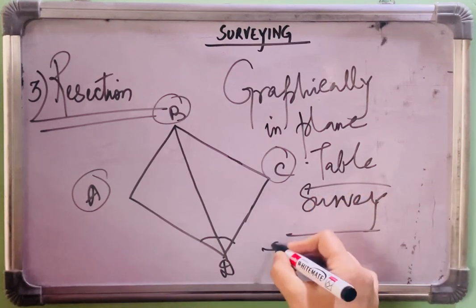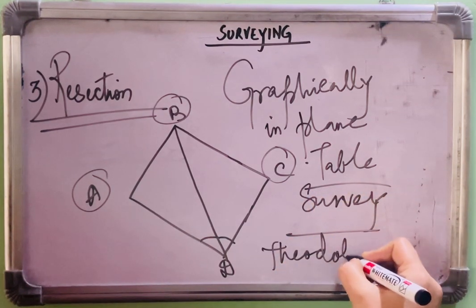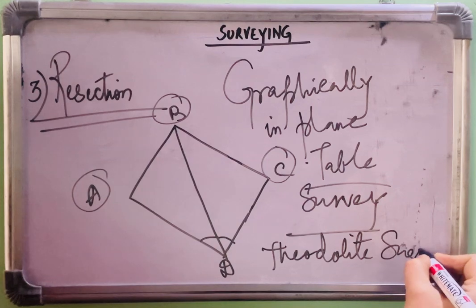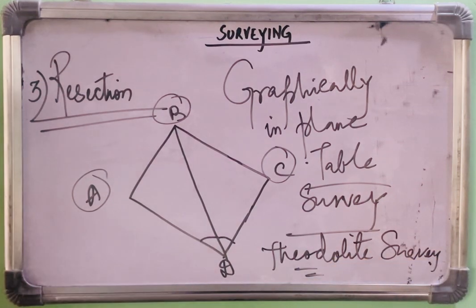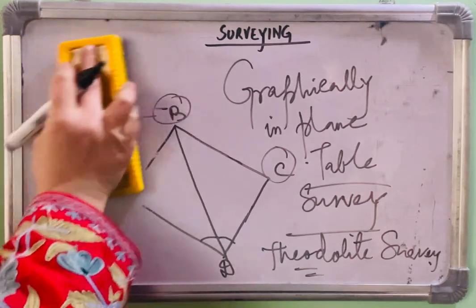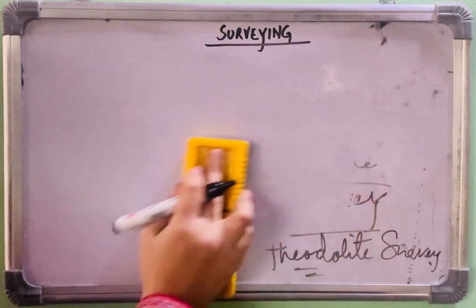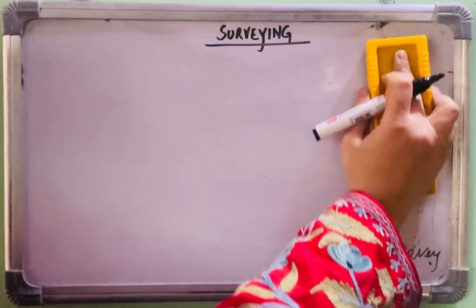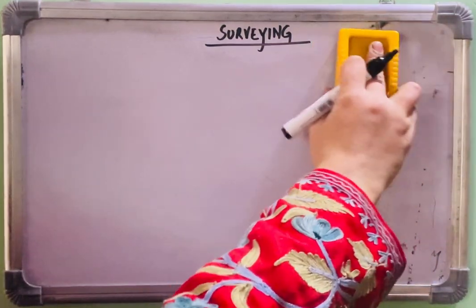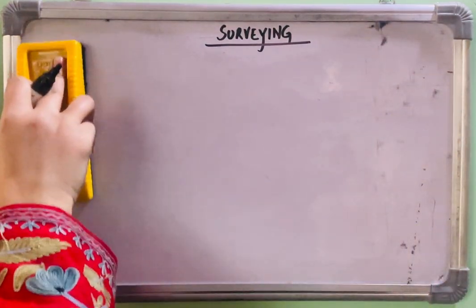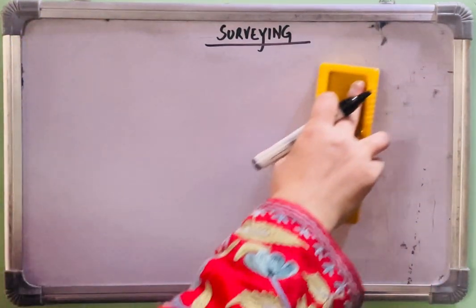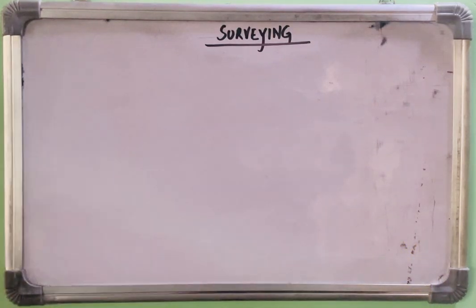Calculations in theodolite survey. So this was about resection. These were the 3 methods by which we can fix the position of horizontal points in the horizontal plane. The first one was intersection, wherein we had 2 subcategories, intersection by angles and intersection by distances. The second one was angle and distance method, and the third one was resection method.